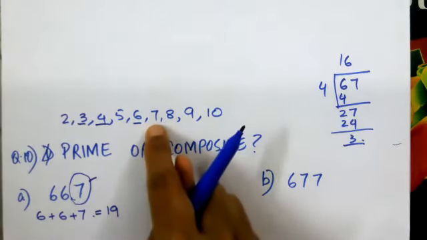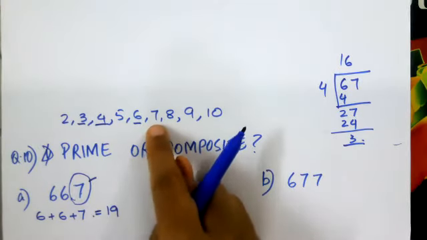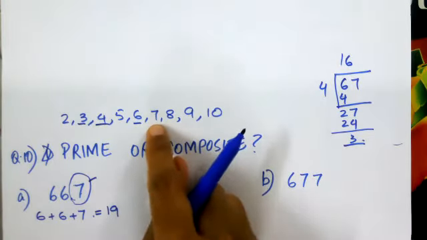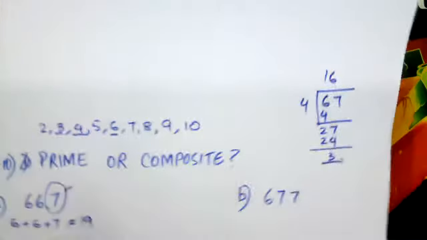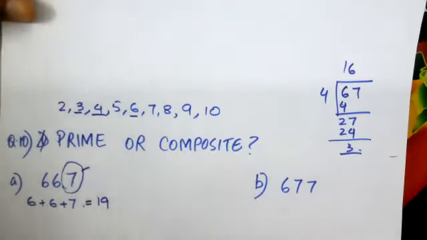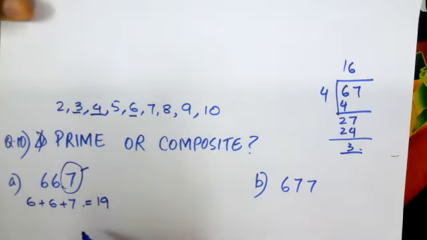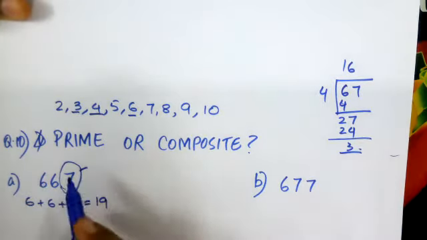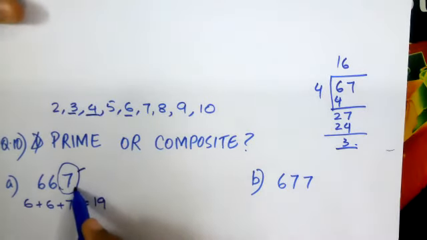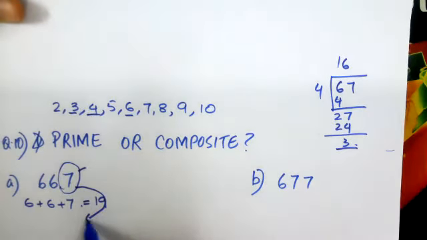Okay, what is the divisibility rule for 7? Yes, Javeria? The divisibility rule for 7 is that we have to double the last number and subtract it from the remaining numbers. If the resulting number is divisible by 7, then the whole number is. Okay, so we will double the last digit. Let's do it.